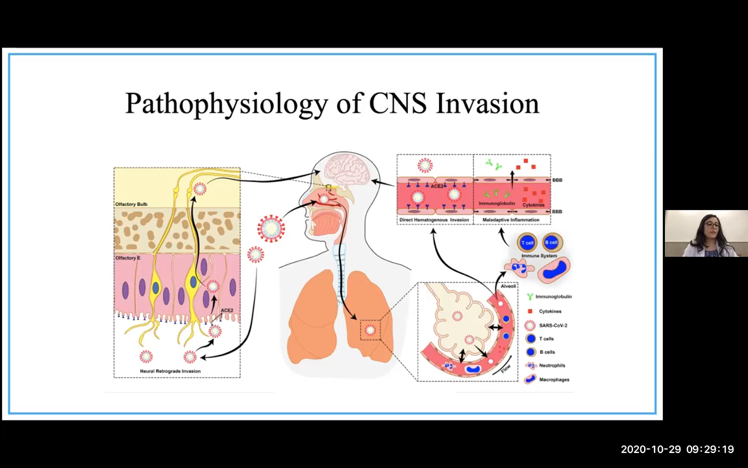Or it can directly disrupt the blood-brain barrier and invade the brain directly. Or what can happen is it can go through the peripheral nerve terminals and then through the synapses move upwards into the central nervous system. It can either indirectly enter via hematogenous spread or from inflammation in the CNS can disrupt the blood-brain barrier and enter.